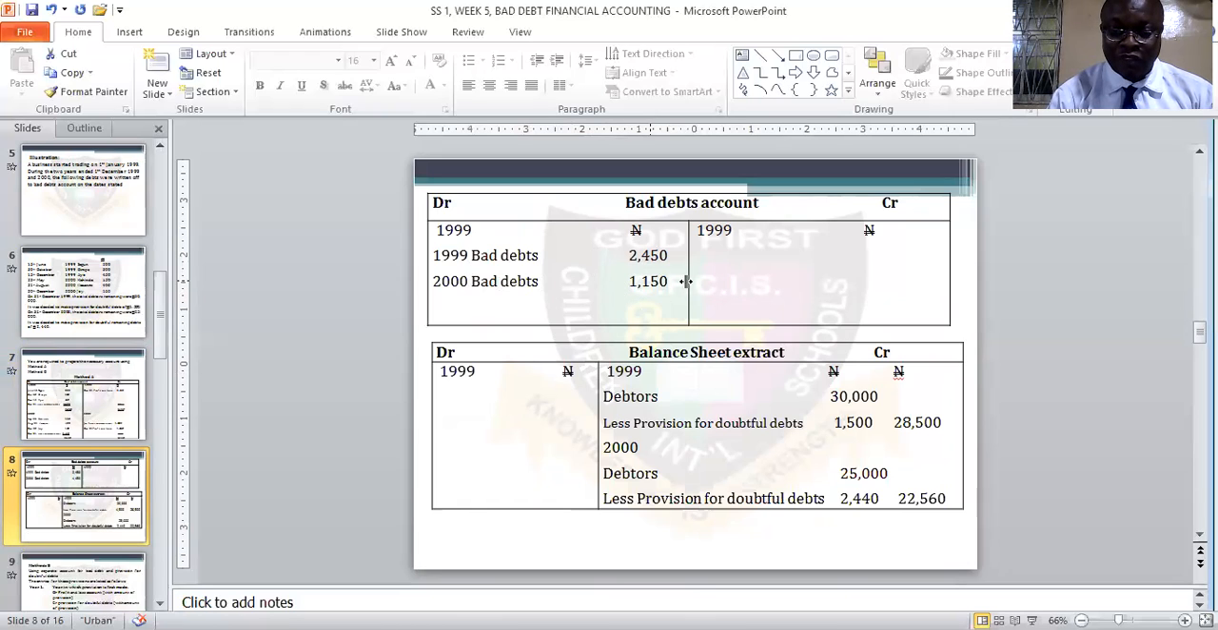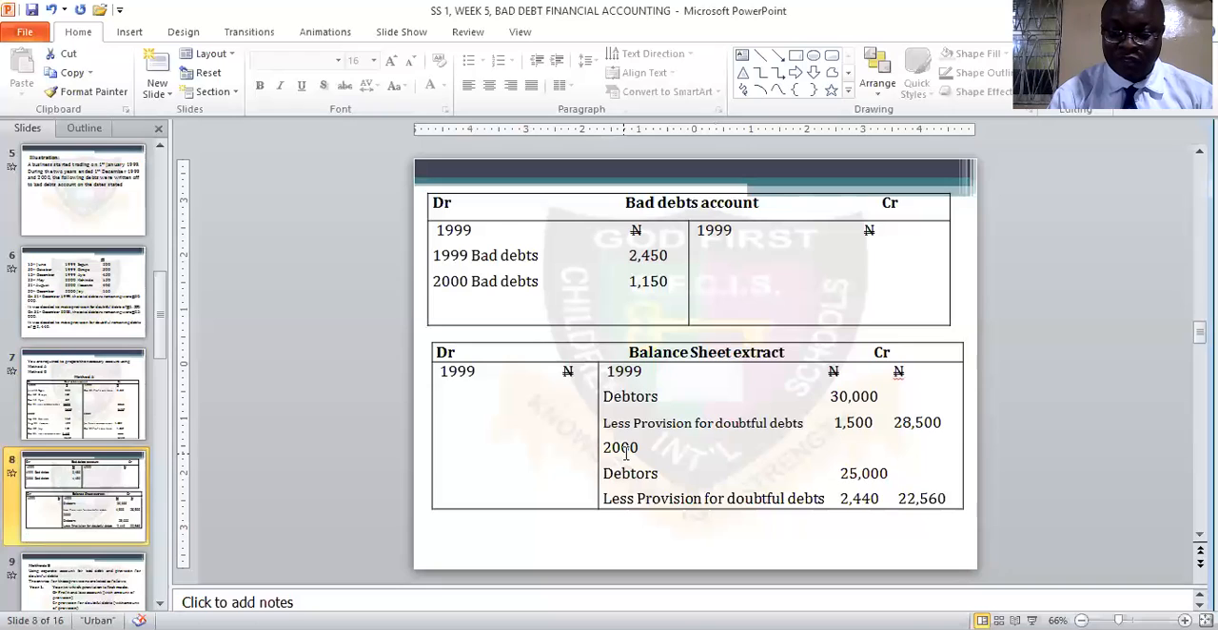Then we go to the balance sheet extract. Debtors in the question, I read the question to you the other time. That's for the year 1999. We are given debtors as of 1999 of 30,000 naira. Then provision for doubtful debt, or provision for bad debt, still the same thing, 1,500 naira. So when you deduct 1,500 from 30,000 naira, you arrive at 28,500 naira.